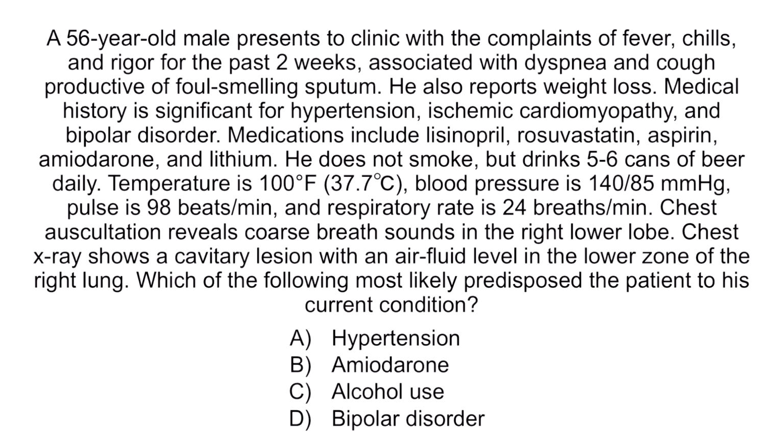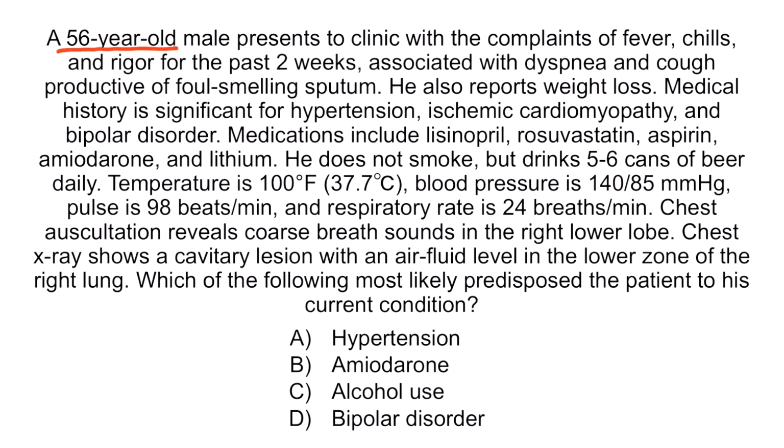His temperature is 100 degrees Fahrenheit, blood pressure is 140/85, pulse is 98, and respiratory rate is 24. Chest auscultation reveals coarse breath sounds in the right lower lobe. Chest x-ray shows a cavitary lesion with an air fluid level in the lower zone of this right lung. Which of the following is most likely to predispose the patient to his current condition? A. Hypertension, B. Amiodarone, C. Alcohol use, or D. Bipolar disorder.